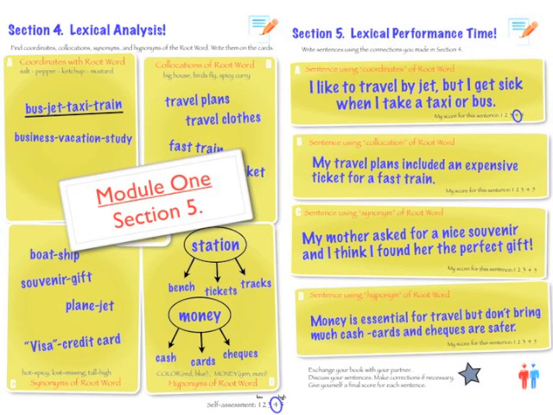Now let's take a look here. The first sentence got a 4. I like to travel by jet, but I get sick when I take a taxi or bus. That was a 4. B, oh, gave himself a 5. My travel plans include an expensive ticket for a fast train. Well, for whatever reason, that was a 5. It doesn't really matter. It's the metacognition that goes on in the person's brain that really matters. So C was a 4, and D was, again, a 5. This person is getting pretty satisfied with his own work, which is fine.